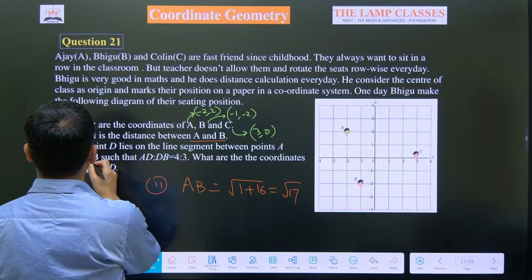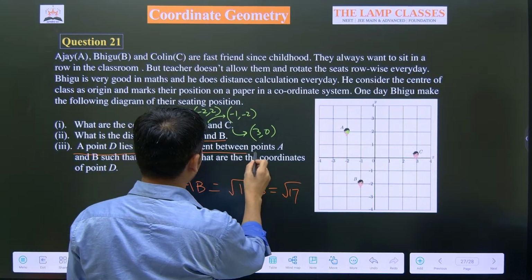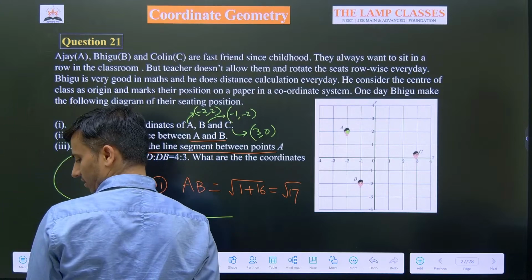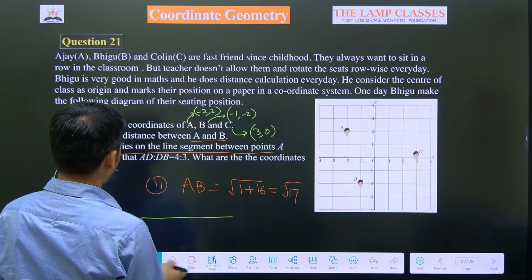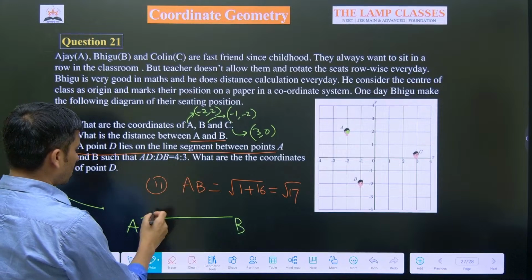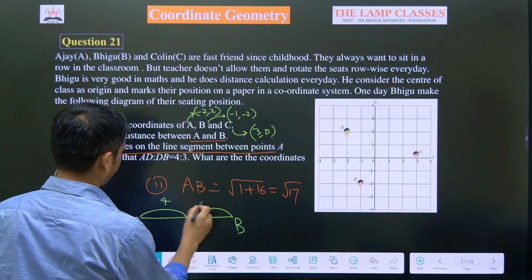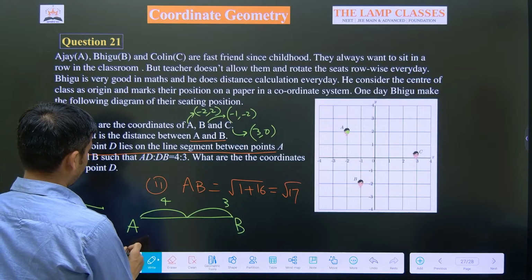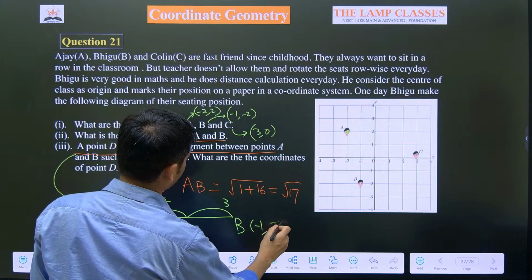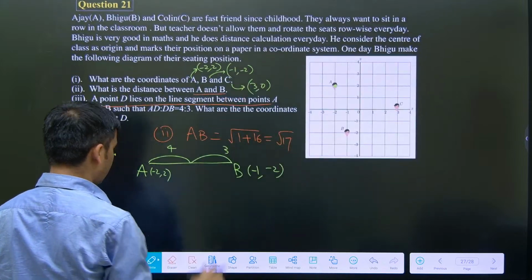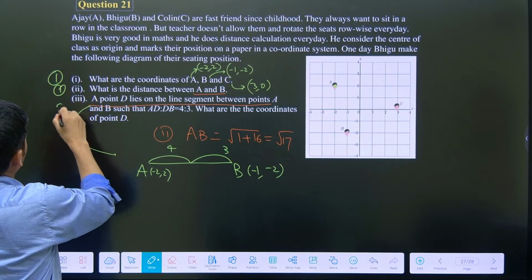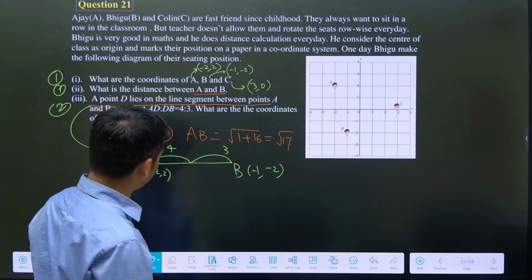Then third point, a point D lies on the line segment between A and B, right? So for this itself you can make the diagram again. A and B, AD is to DB is 4 is to 3. Minus 2 comma 2, and this is minus 1 comma minus 2. Apply the section formula. So that's why usually they will give you 1 mark for this, 1 mark for this, and 2 marks for this. This is how the mark distribution will be.